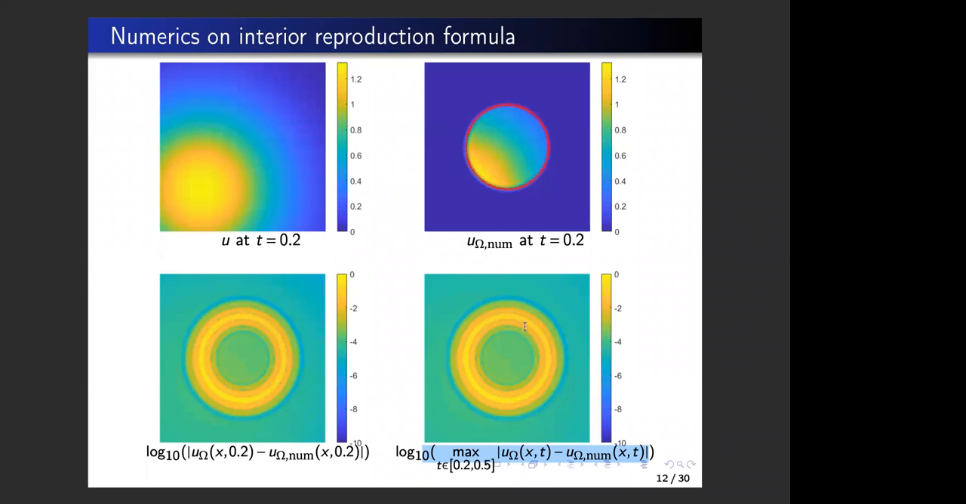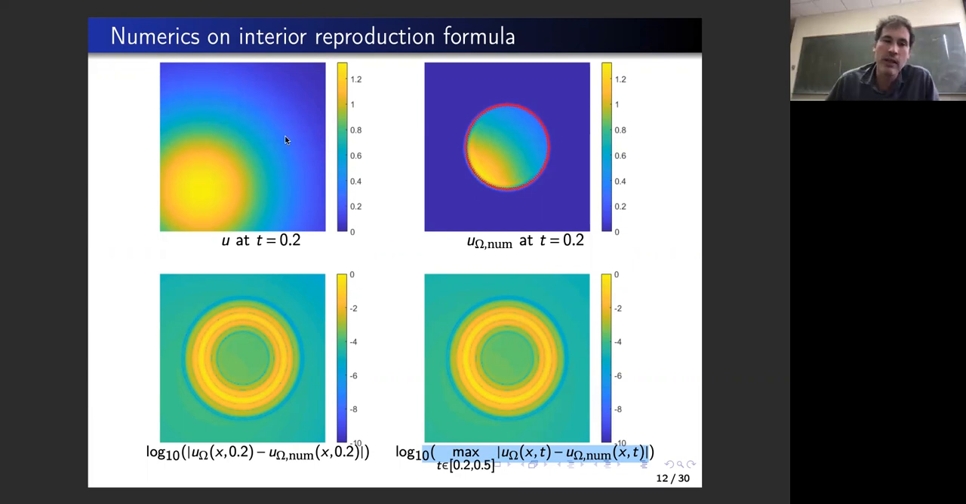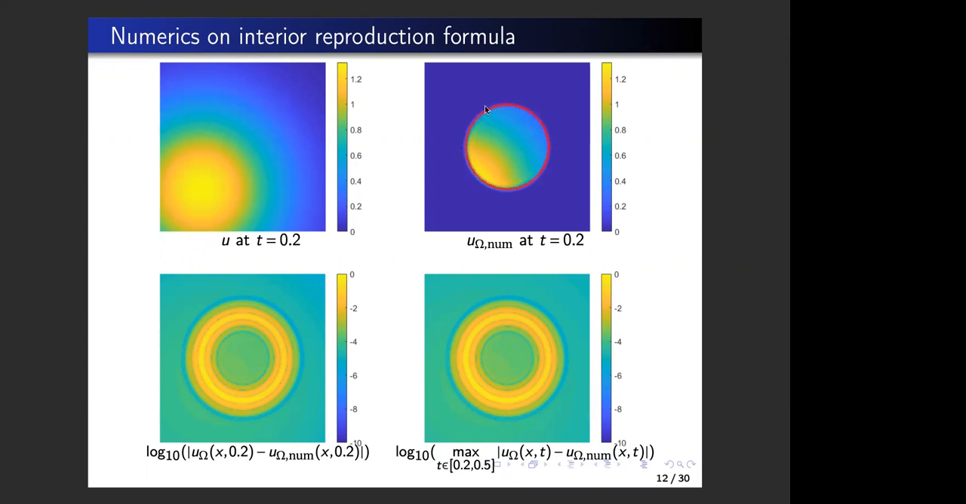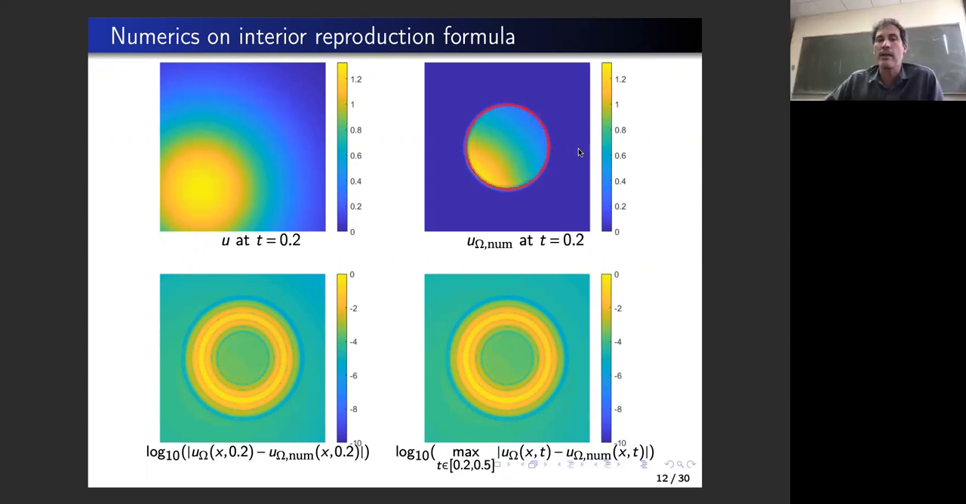Are you working over the same disk? Because I don't see a disk in the left picture. So on the left, this one here? Yeah. This is just the heat equation solution snapshot at t equal to 0.2. That was originated by a point source at this location. That's all this is. And then I'm defining this disk in here, and that's the disk omega where I'm going to apply this interior reproduction formula.